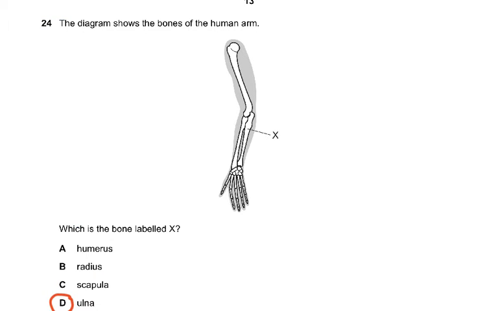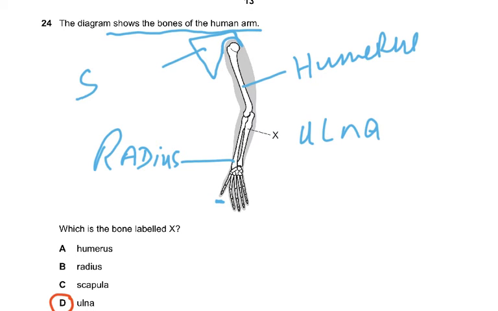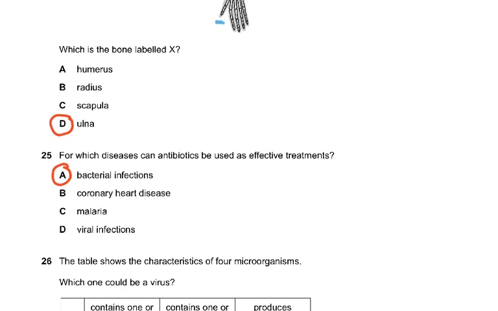Coming to question number 24, the diagram shows the bones of the human arm. You know this is the humerus, and you know this is the thumb side. So on the thumb side, you have the radial artery, you have the radius, and of course this has to be the ulna, so it can't be any other bone but the ulna. So quick revision. This is what we have to understand. To this would be attached the scapula or the shoulder blade. So which is the bone labeled X? Couldn't be anything else but the ulna.